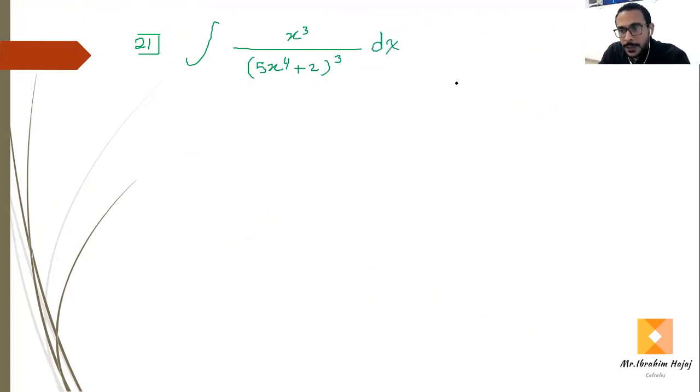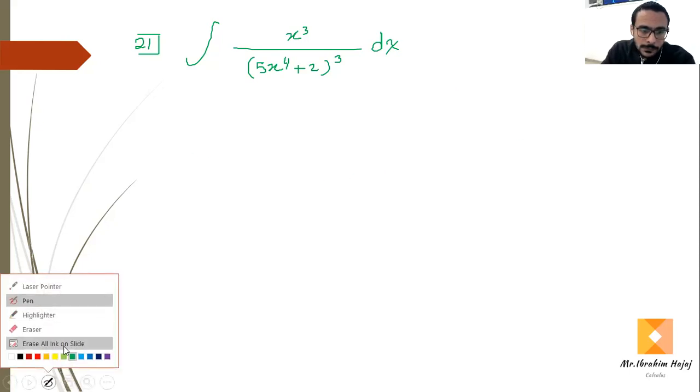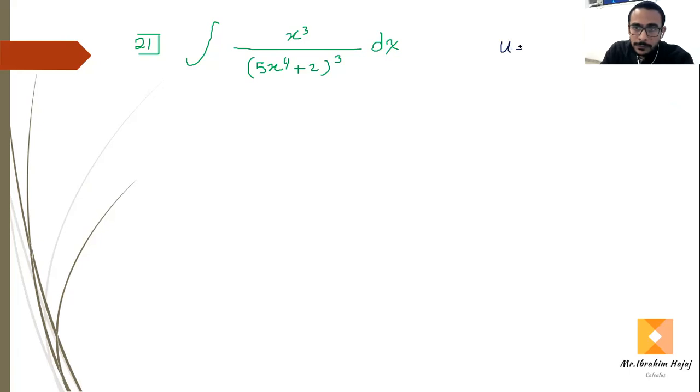Go ahead. Let u equal 5x to the power of 4 plus 2. Then du over dx equals 20x to the power of 3 plus 2? No, just 20x cubed, because the derivative of 2 is 0.